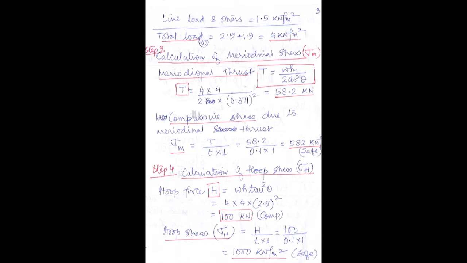Now the next step is the hoop stress. Hoop stress is sigma h. So hoop force divided by thickness multiplied by the per unit length, that is 1. So H is 100 divided by 0.1 into 1. How much is it?